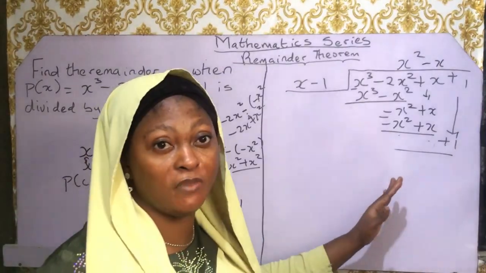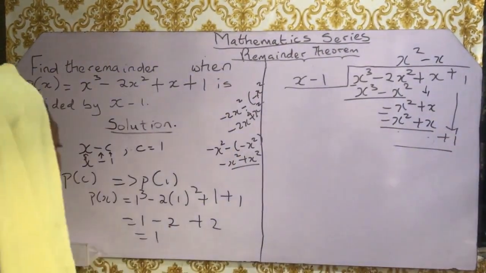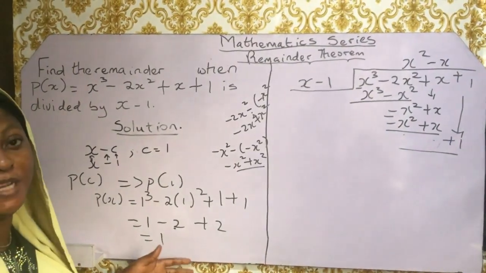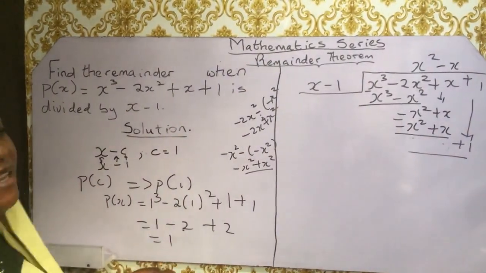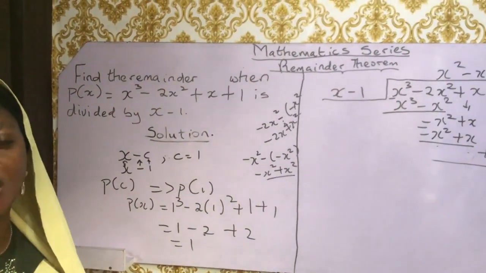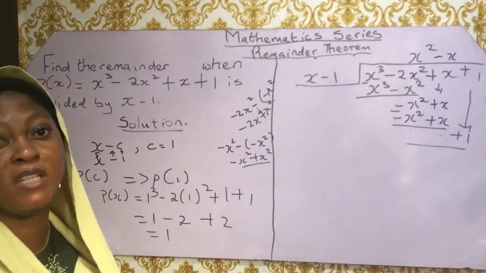So when we use long division, we got the remainder to be what? 1. And when we use the remainder theorem, we got the remainder to be 1. So you can see that the remainder theorem is like an alternative to the long division method in order to get the remainder, a faster method to get the remainder.